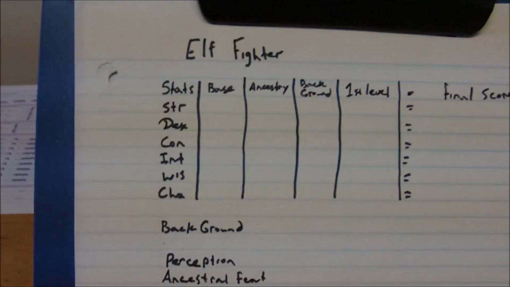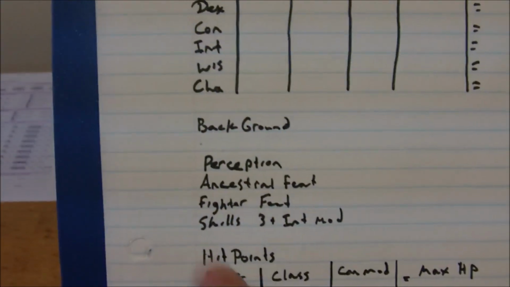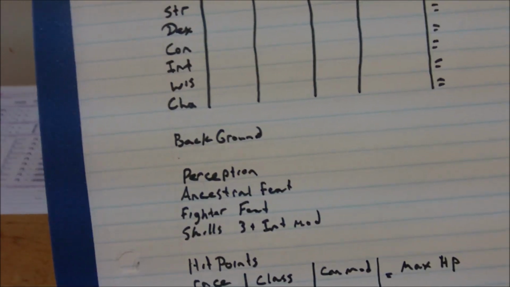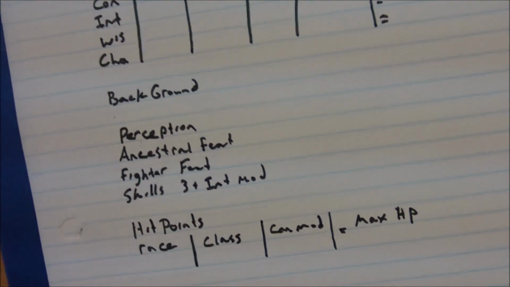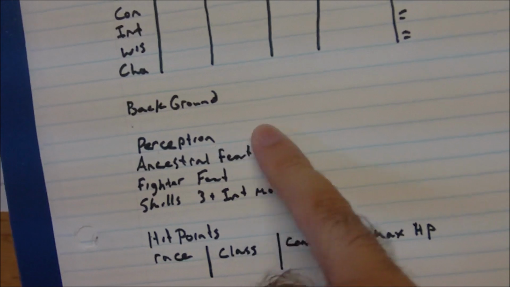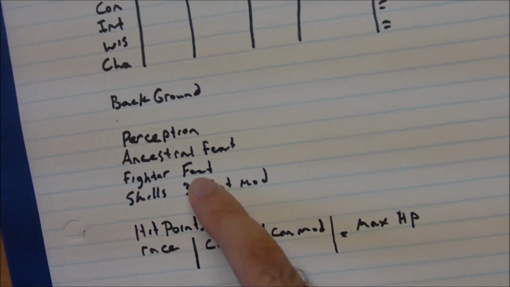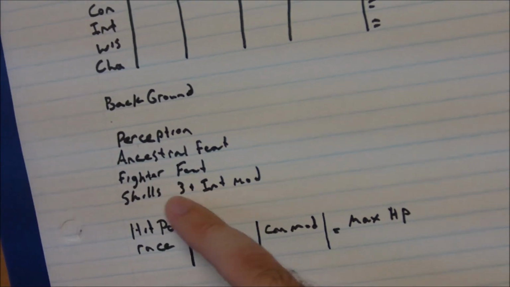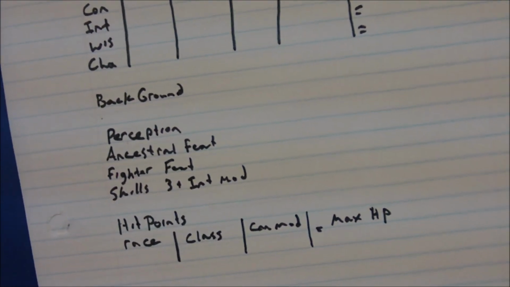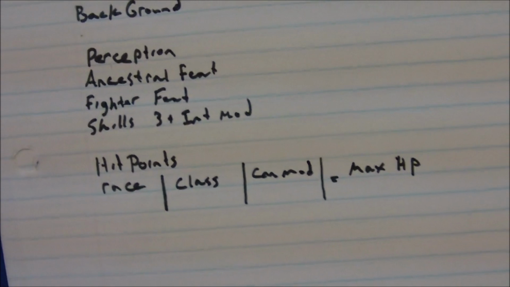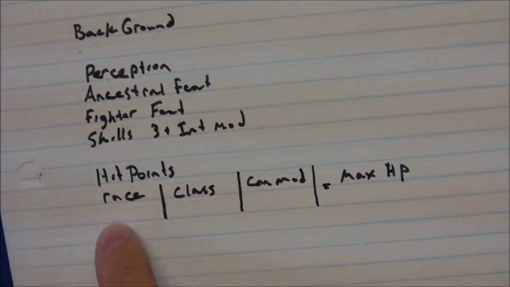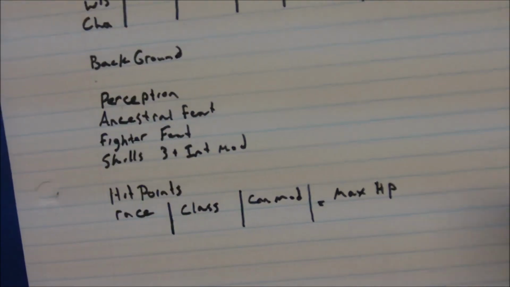So anyway, I've also got a few other things written down here. I've got the background section that I can write in what my background is going to be, perception for what my training is going to be in that, the ancestral feat that I get at first level, the fighter feat I get at first level, the number of skills I have training in, which is equal to 3 plus intelligence modifier, and then I've got my hit points for race, class, and con modifier.